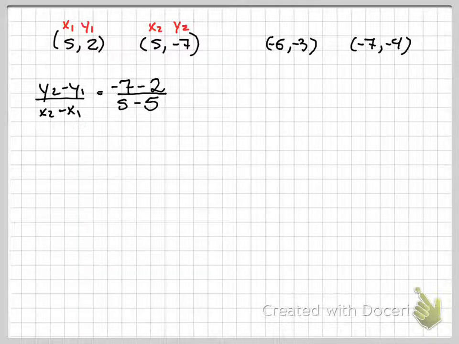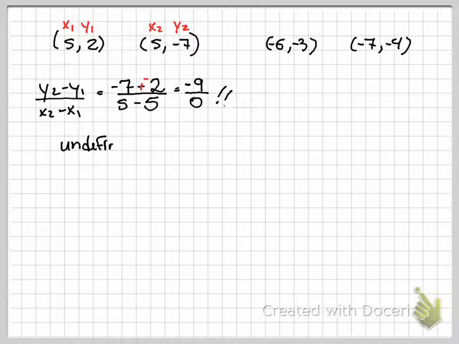All right, so we have negative 7 minus 2. If signed numbers confuse you, remember you can always make this plus a negative. Okay, so that's going to give us a negative 9 on the top. And then 5 minus 5 is 0. Uh-oh, we are trying to divide by 0. And if you recall, we can't divide by 0.